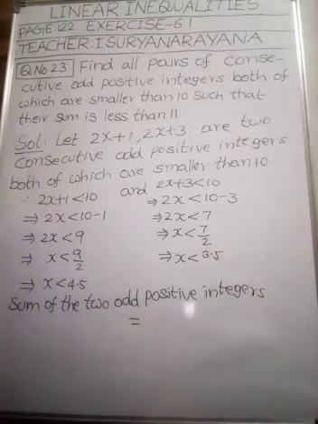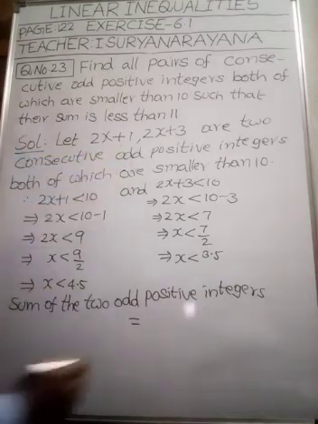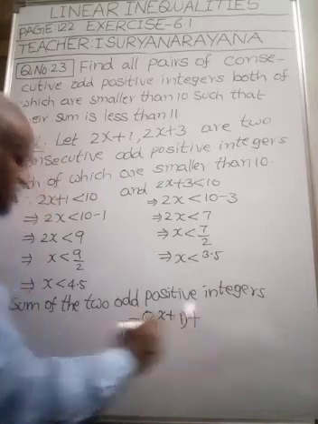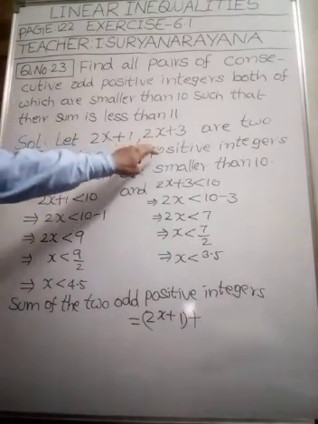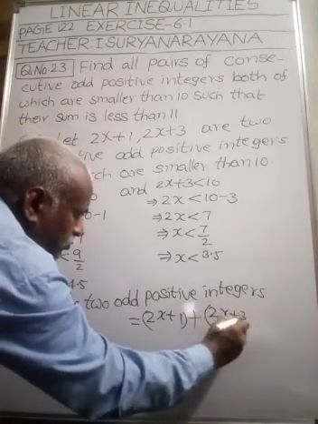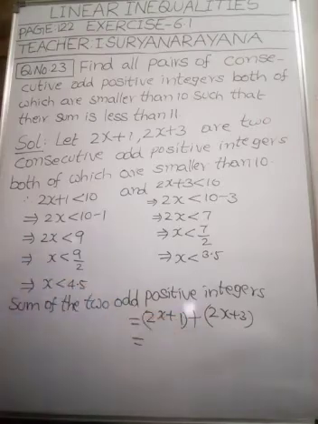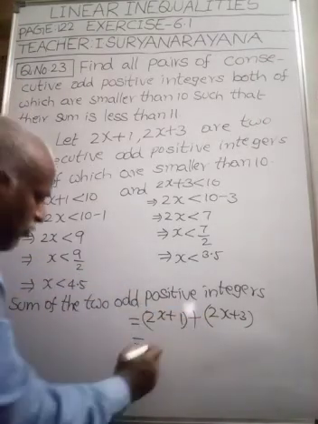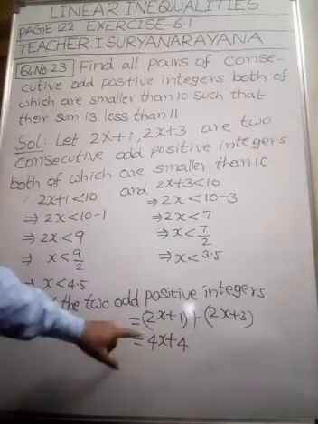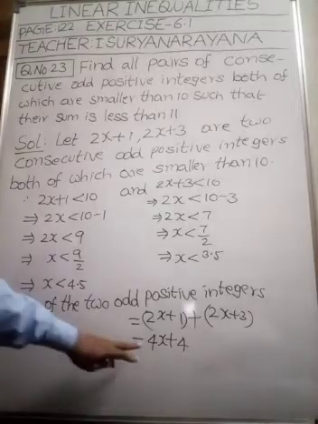Sum of the two odd positive integers. What is the first odd positive integer? 2x plus 1. Plus, what is the second odd positive integer? 2x plus 3. Now let us simplify this expression. 2x plus 2x is 4x, plus 4. 4x plus 4. We got this one. Okay, my children? Understood this step?